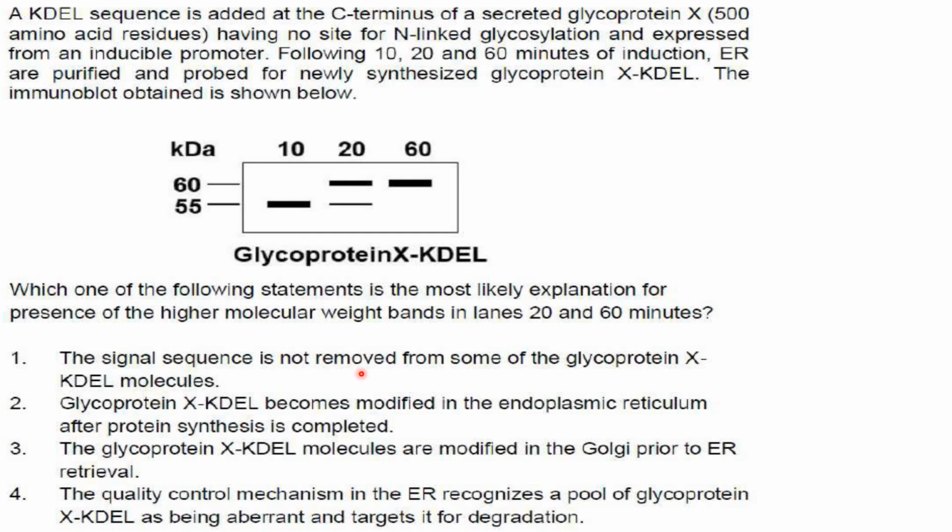The signal sequence is not removed from some of the glycoprotein X KDL molecules. Now if the KDL sequence was removed, then the protein will be secreted out of the cell. It will not be going to the endoplasmic reticulum. Now they have mentioned that endoplasmic reticulum are purified and probed for newly synthesized glycoprotein X KDL. How will you get that answer? If KDL sequence was removed and it got secreted outside of the cell. Okay.